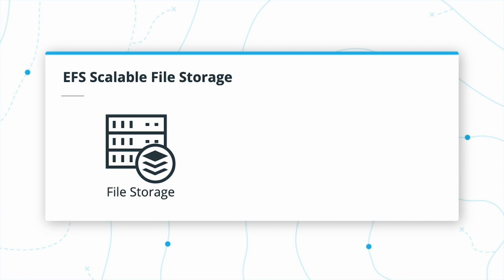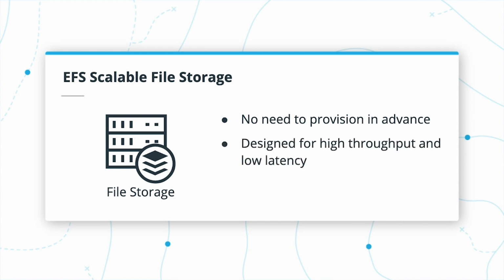Elastic File System provides simple, scalable file storage for use with EC2 instances, with the capability to scale from gigabytes to petabytes of data without needing to provision it in advance. Amazon EFS is designed for workloads and applications such as big data, media processing workflows, content management, and web serving. EFS is designed to provide parallel shared access to thousands of Amazon EC2 instances, enabling your applications to achieve high levels of throughput and IOPS with consistent low latencies.